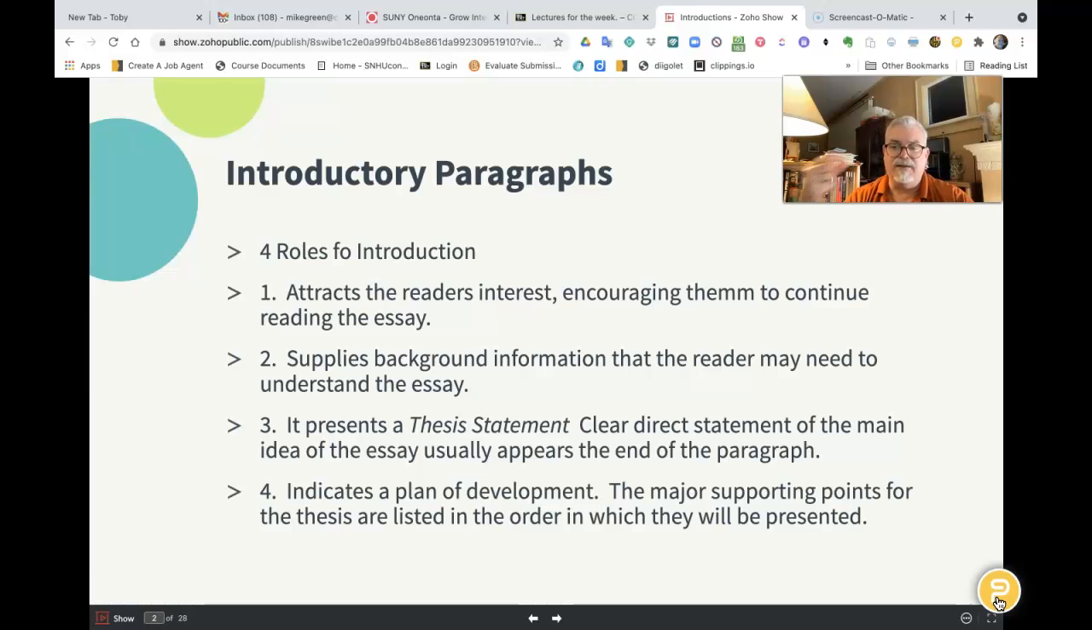Finally, of course, the introductory paragraph is going to present a thesis statement. It's distinct, it's the main idea of the essay. It's going to chart the course for the rest of the essay, and it's at the end of the paragraph. It's the last sentence of the first paragraph, okay?